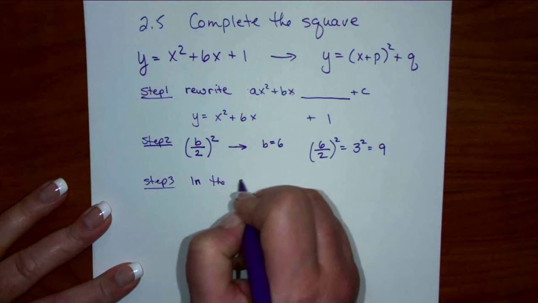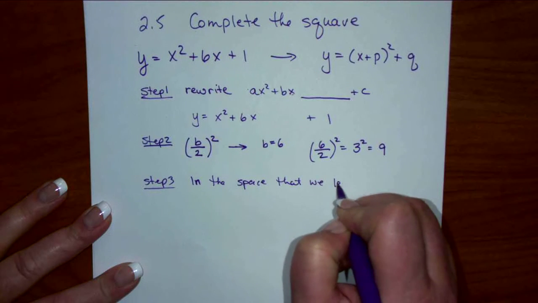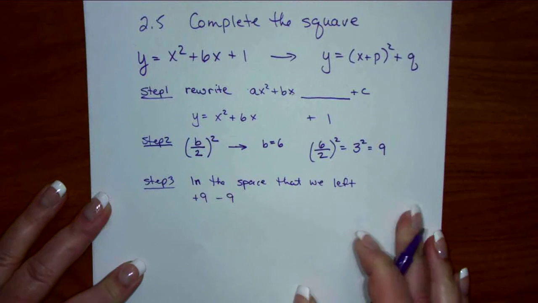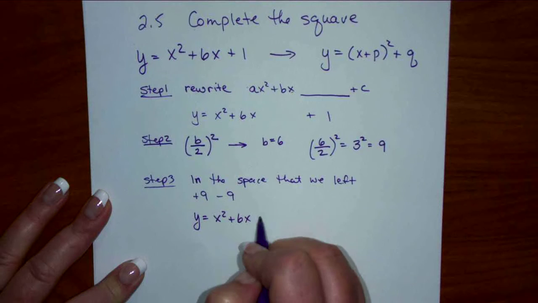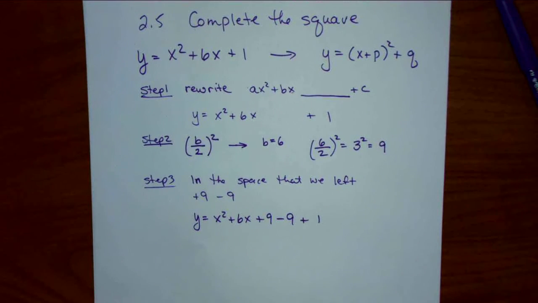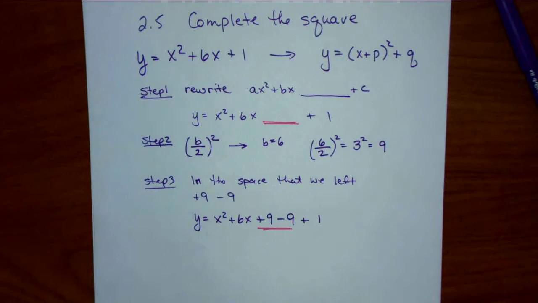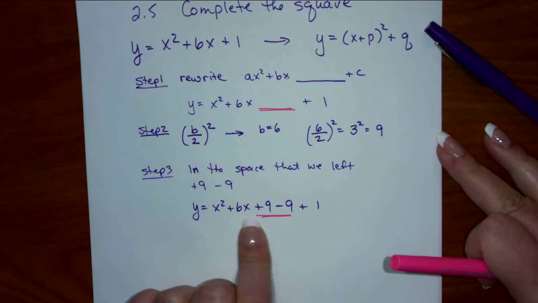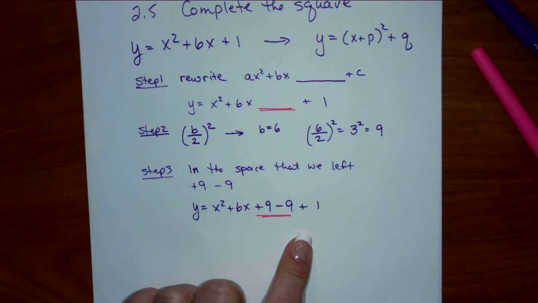In this space, so why can you do that to an equation? We're going to add 9, subtract 9. That was in that space. The rest I just rewrote. So is this still the same equation? Yeah, you can add and subtract. We're just making it work.